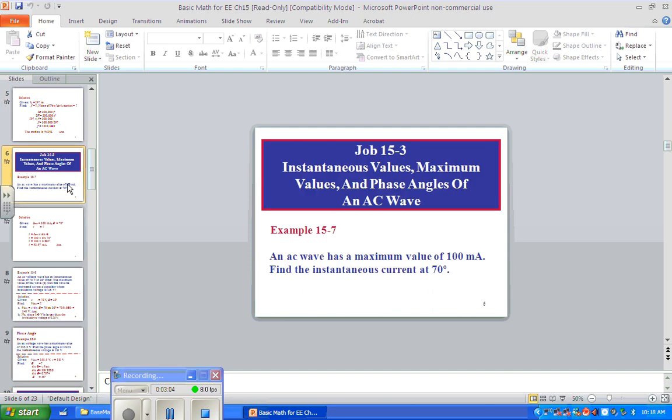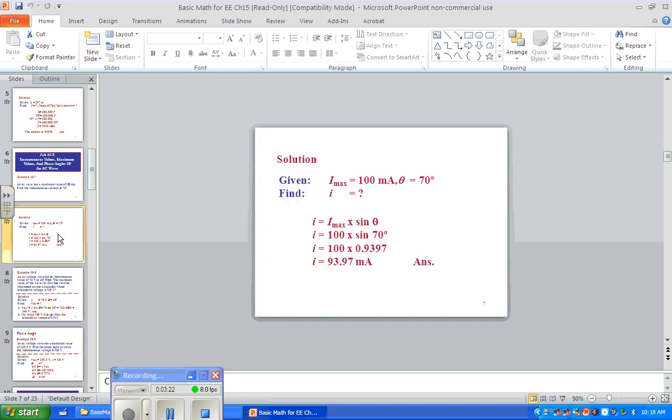An AC wave has a maximum value of 100 milliamps. Find the instantaneous current at 70 degrees. That's a sine wave question, remember? What is the sine of 70 degrees? Sine of 70 is 0.9397. Okay, so 100 times 0.9397 is going to be 93.97 milliamps.